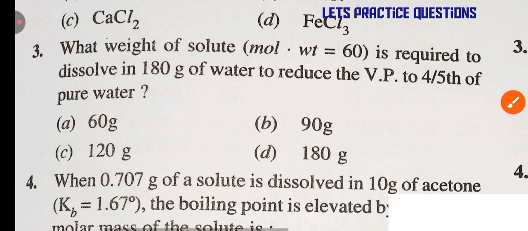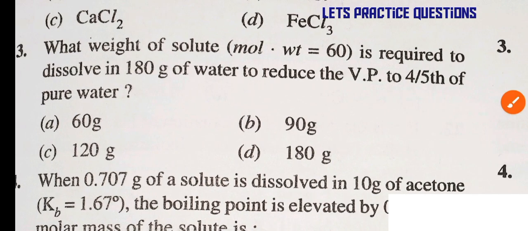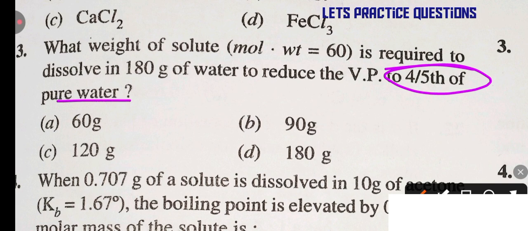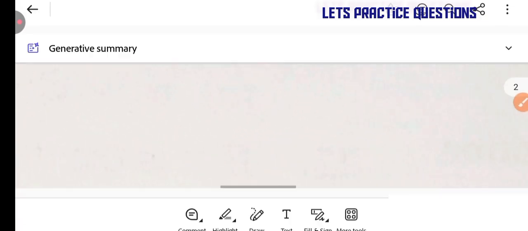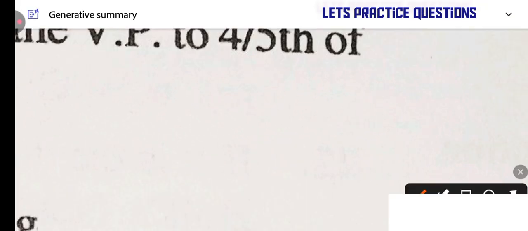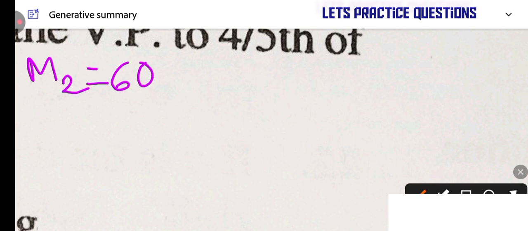Next, let's move to another question. What weight of solute is required to dissolve in 180 gram of water to reduce vapor pressure to 4/5 of pure water? Here we need to understand what is given. Given is M2, the molar mass of the solute, which is 60 gram per mole.